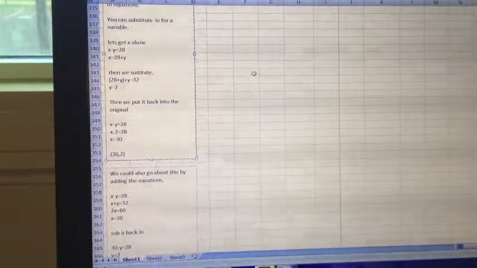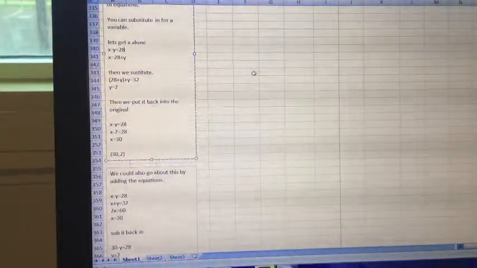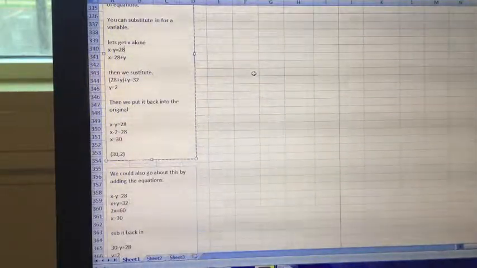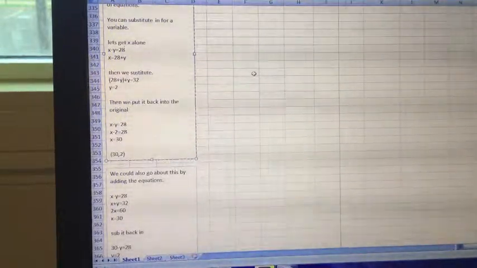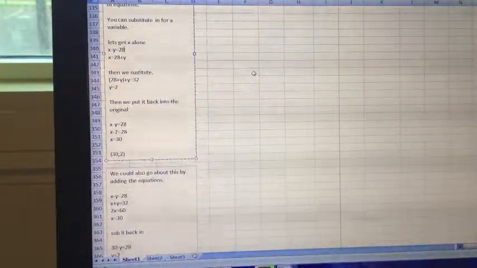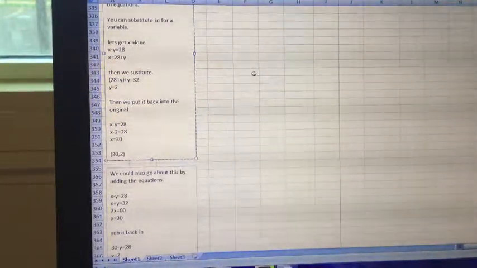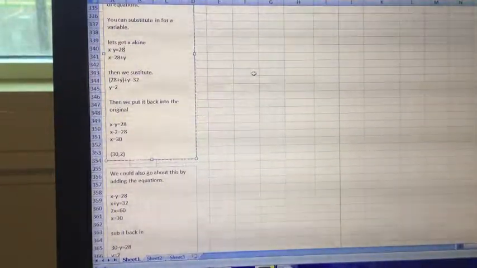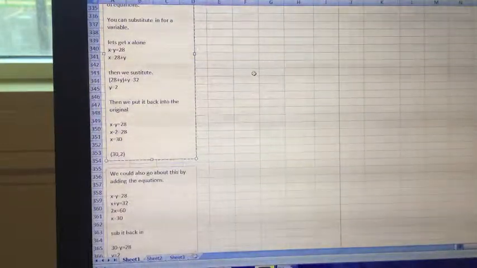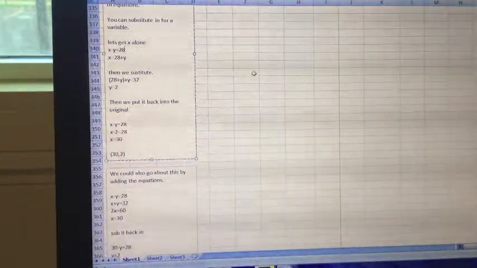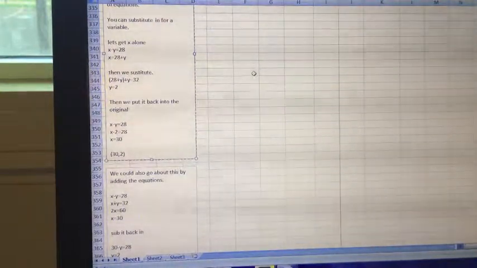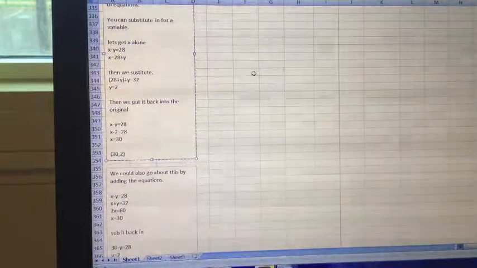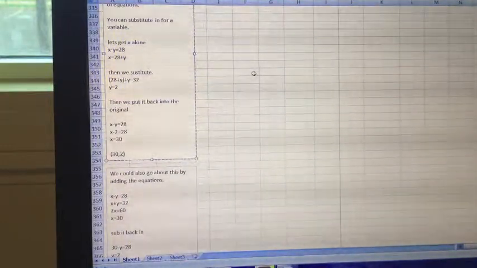equals 32. So when we do all the math out, we get 2y plus 28 equals 32. We subtract 28 from the 32, and then we divide by 2, and then we're going to get y equals 2. So then from there, we're going to put it back into our first equation. So we know our y value, and we have x minus y equals 28. So instead of y, we're going to put 2, and now we're going to solve for x. So once we do the math, we get x equals 30. So our points are 30 and 2.